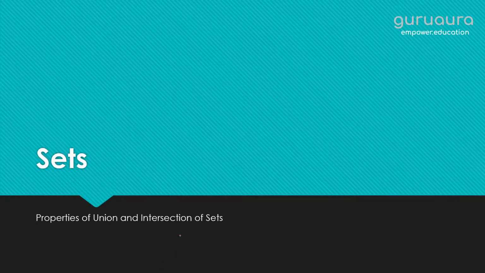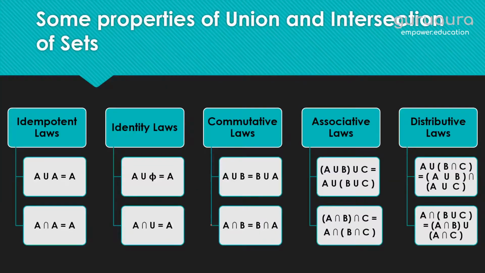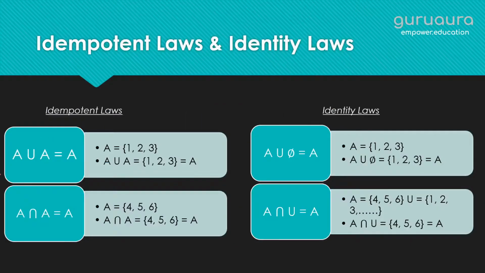Today we will be discussing some properties of the operation of union and intersection of sets. The union and intersection of sets have the following properties: idempotent law, identity laws, commutative law, associative law and distributive law. Now let's understand each of them with an example. Let's start our discussion with idempotent laws.